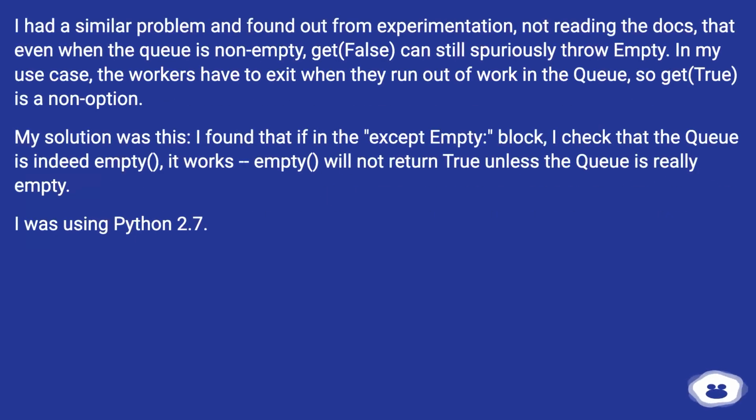I had a similar problem and found out from experimentation, not reading the docs, that even when the queue is non-empty, get(False) can still spuriously throw Empty. In my use case, the workers have to exit when they run out of work in the queue, so get(True) is a non-option. My solution was this: I found that if in the except Empty block, I check that the queue is indeed empty, it works. Empty will not return true unless the queue is really empty.